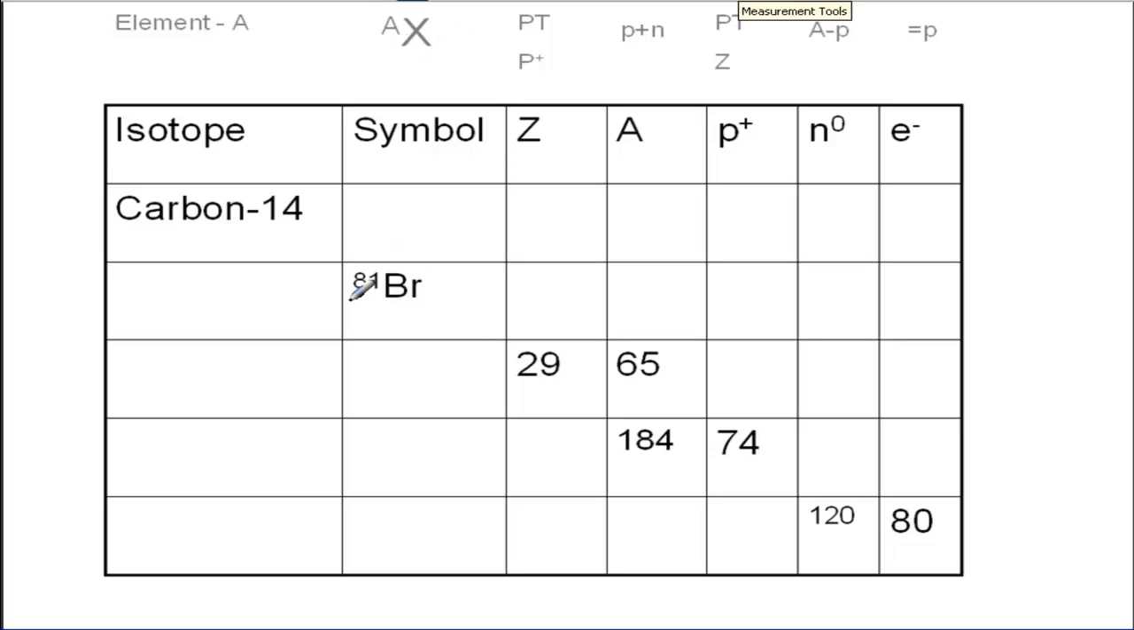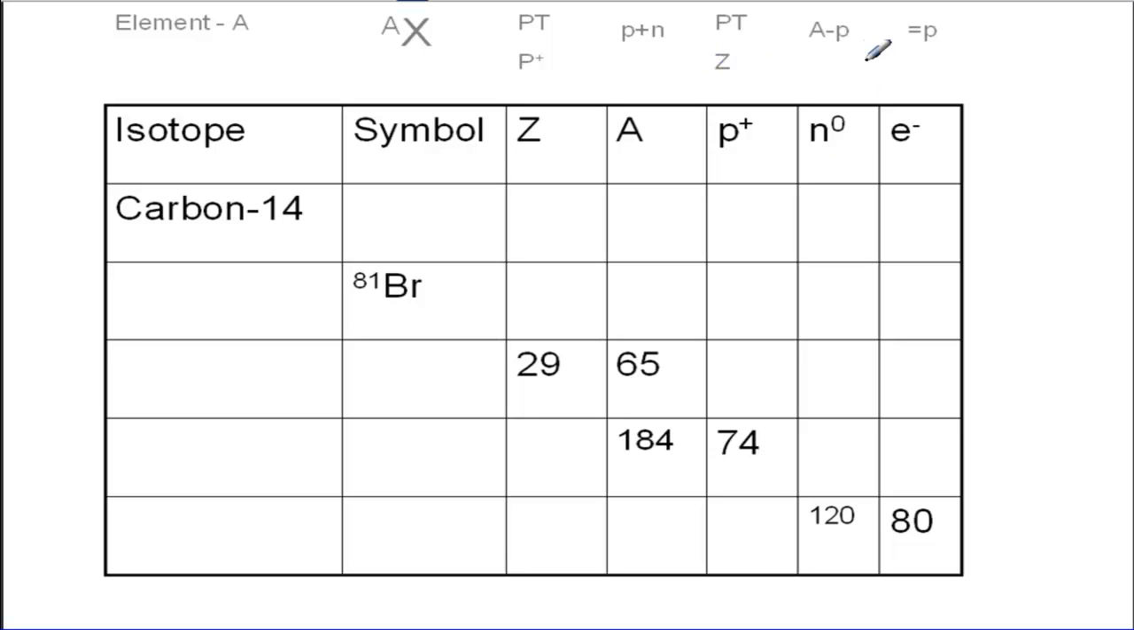A again is your mass number. It comes before the symbol as a superscript. Then you have Z, which you find on the periodic table. It's the same as your protons. A is your mass number, that's your protons plus your neutrons. P is your protons. Again, it comes from the periodic table. It's the same as Z.